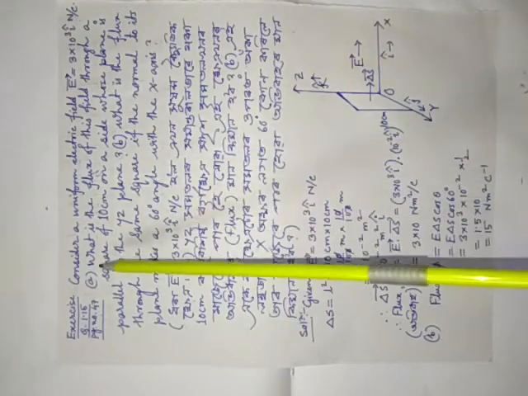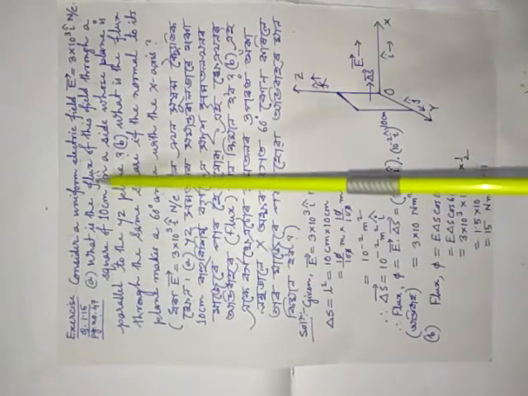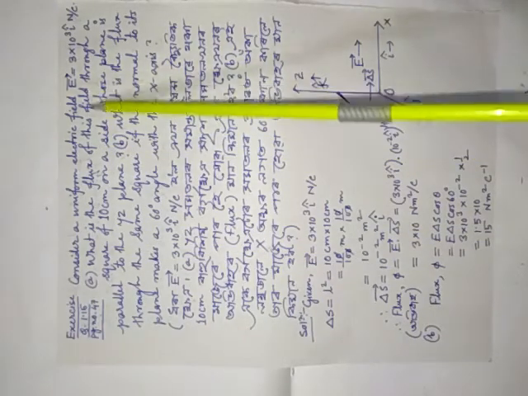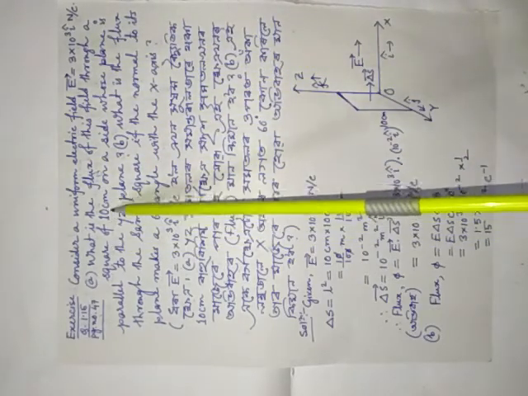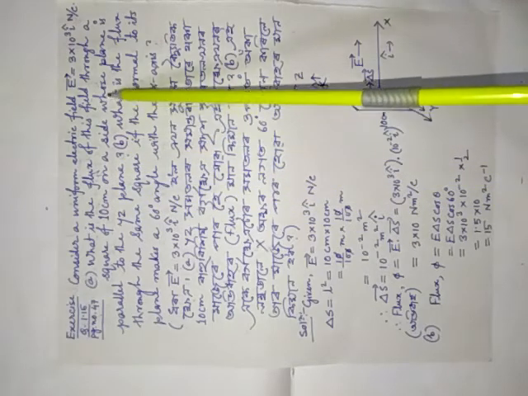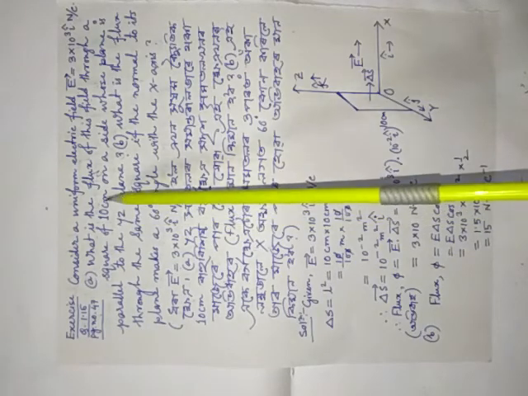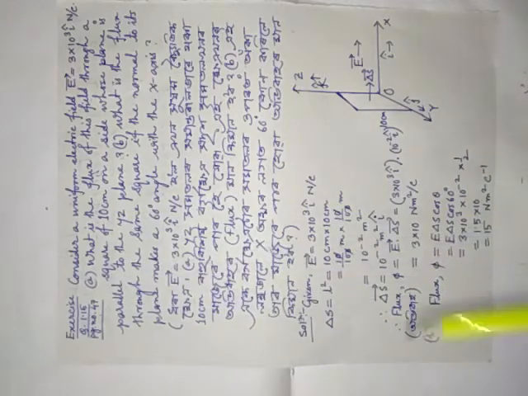This is the thing. Now, number one means a question. First question: what is the flux of this field? That means we have to calculate electric flux through a square of 10 centimeter on a side whose plane is parallel to YZ plane. That means the square is held in YZ plane. See here, first question I would like to solve.